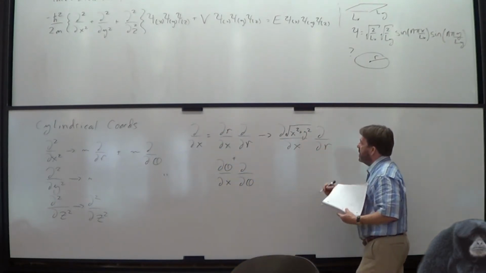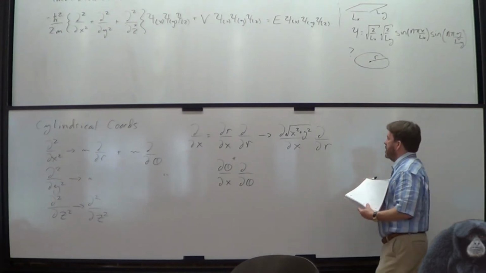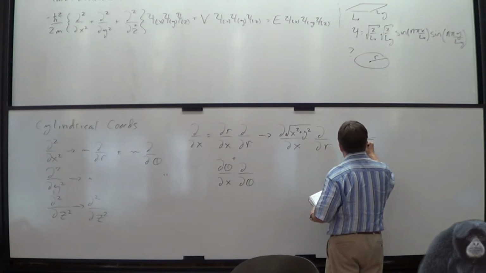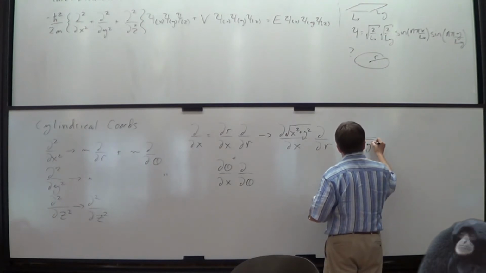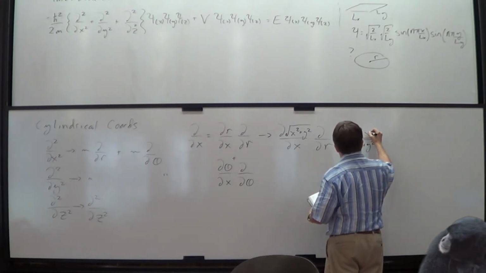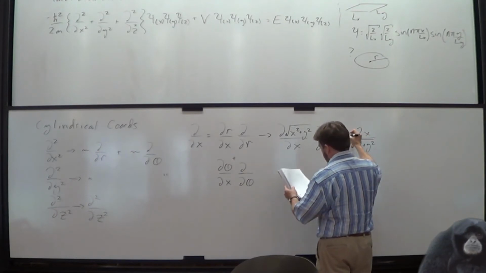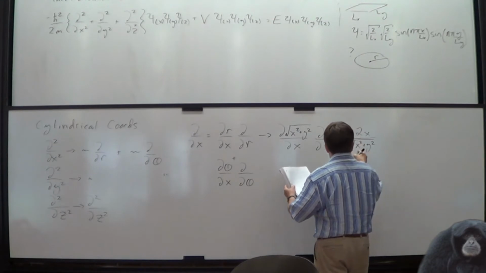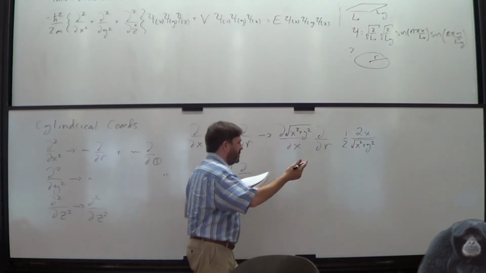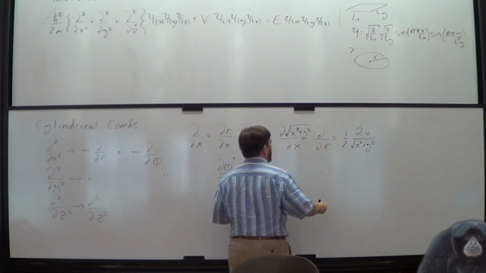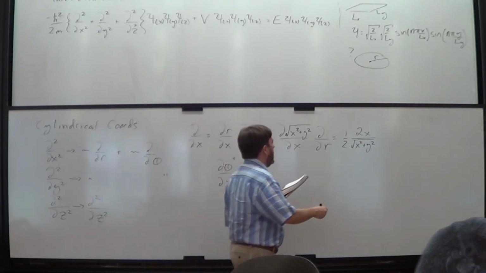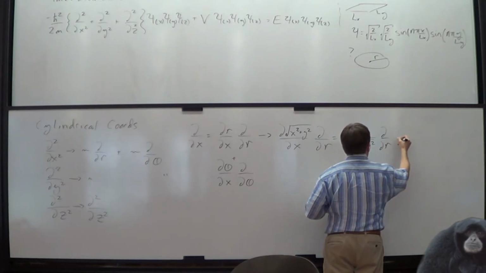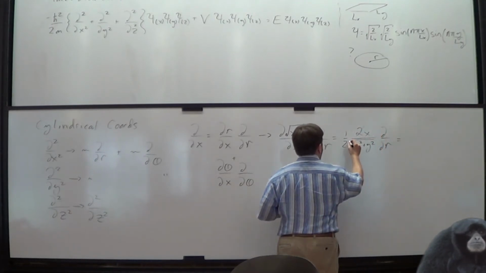Now, let's see. The derivative of a function to the half is going to be to the minus a half. Then I just need to take the derivative of the inside. One half raised to the minus half. I wanted to put a minus half in front. Okay, then dr. Now here's a thing. Okay, so the twos cancel.